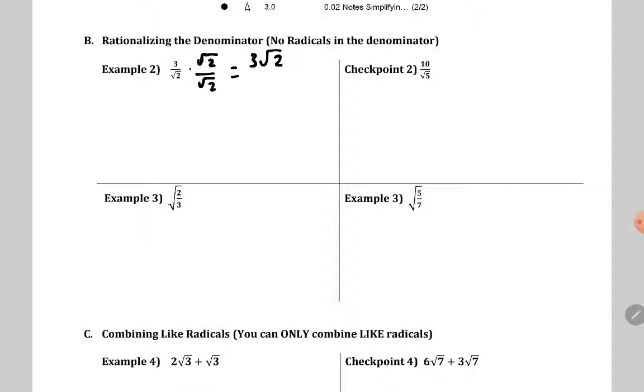And then on the bottom, square root of 2 times square root of 2 is square root of 4. But what does square root of 4 equal to? And then that's our answer.